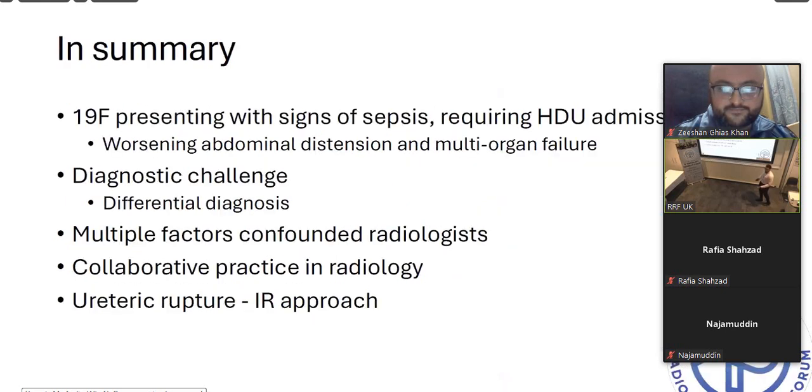So in summary, I presented the case of a 19-year-old female who presented with signs of sepsis and required HDU admission. There was worsening abdominal distension and organ failure, but it was difficult to find out what was going on.